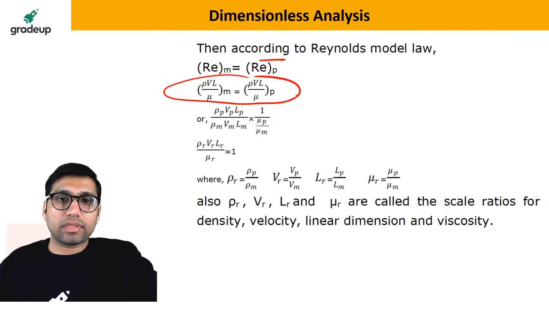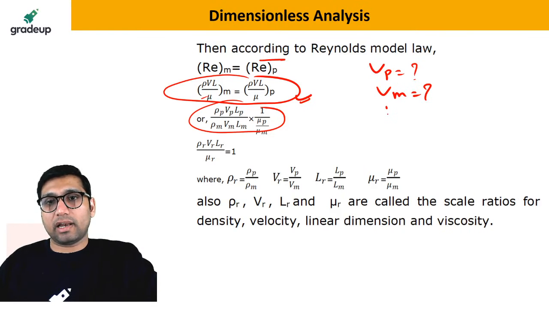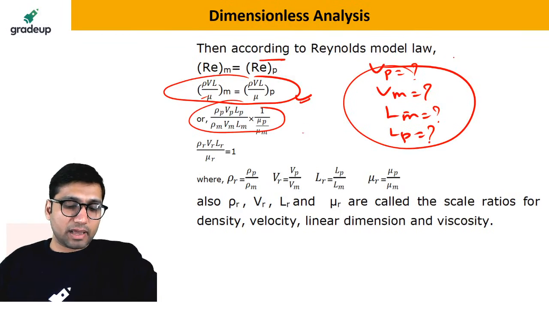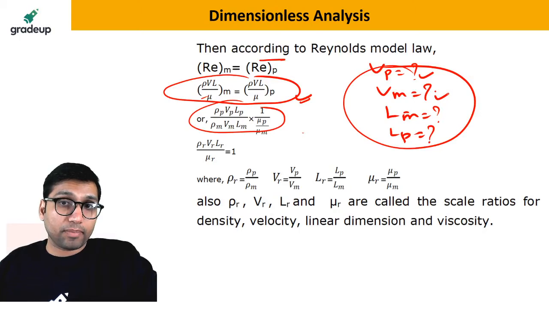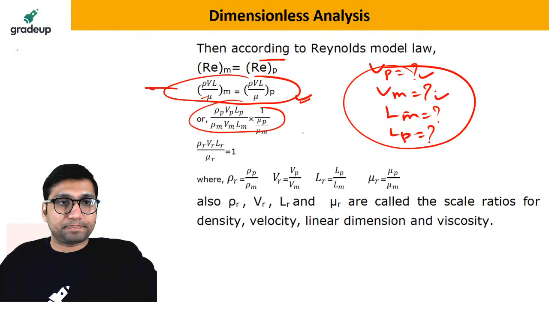We have to just equate the Reynolds number of model and prototype, and by equating it, they can give you the velocity of the prototype, the velocity of the model, the length of the model, or the length of the prototype, and they can ask you any of these. Maybe they have given you the velocity of the prototype, they can ask you the velocity of the model, or they can ask you to find the length of the model or prototype. Okay, so you can use this formula.